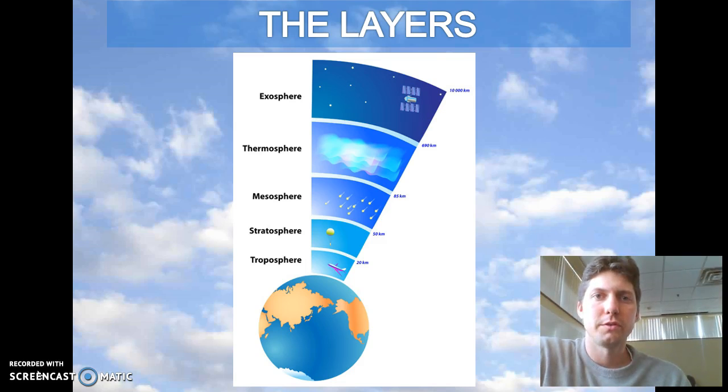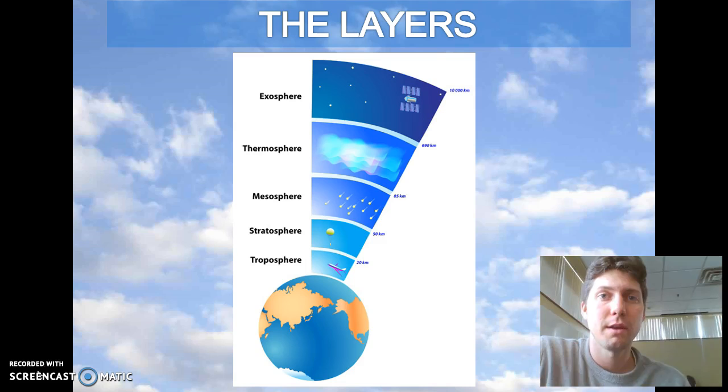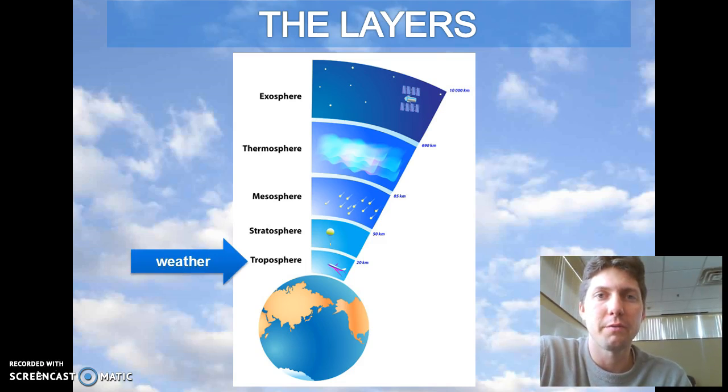This picture shows the 5 different layers of the atmosphere, and I'm not concerned that you memorize the names of these layers. However, the most important one that we're focusing in on for the weather unit is the troposphere. This is where weather happens. The word tropos means change, and so this is the layer where there's change of weather.